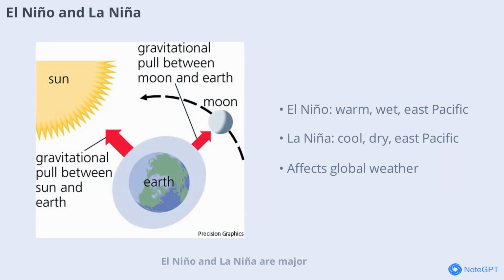El Niño and La Niña are major oceanographic phenomena that affect global weather patterns. El Niño occurs when trade winds weaken, allowing warm water to move eastward across the Pacific, disrupting normal upwelling and causing heavy rains in some regions and droughts in others. La Niña is the opposite, with stronger trade winds and cooler ocean temperatures in the eastern Pacific. These cycles impact fisheries, agriculture, and weather worldwide.